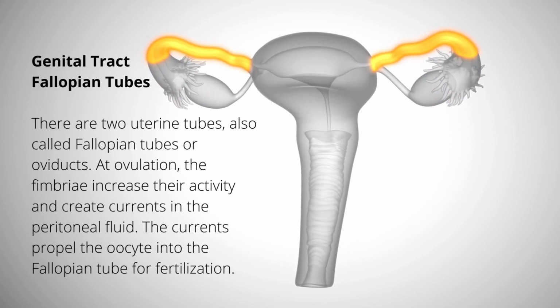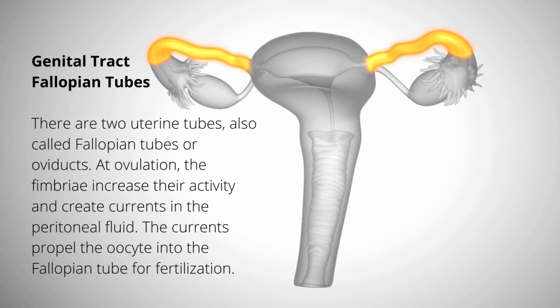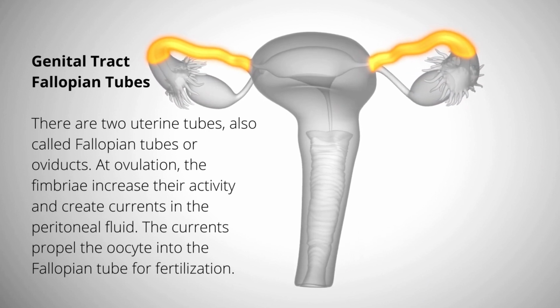Once the oocyte reaches the fallopian tube, it is moved along by the rhythmic beating of cilia on the epithelial lining and by peristaltic action of the smooth muscle in the wall of the tube. The journey through the fallopian tube takes about 7 days. The oocyte is fertile for only 24 to 48 hours. Fertilization usually occurs in the fallopian tube.